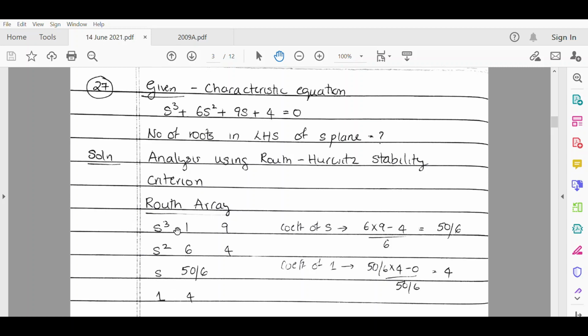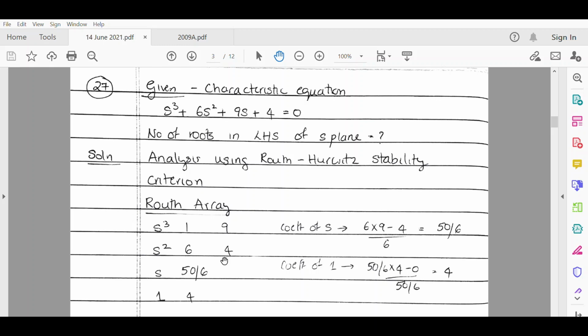Now the first row of the Routh array can be formed by looking at the coefficients of s in the characteristic equation, and we write those coefficients in an alternating manner. The coefficient of s cube is unity, and that has been written over here. Now we alternate and jump to s, and the coefficient of s is 9. That is what has been written over here. Now the coefficient of s square is 6. We alternate and move on to the coefficient of s raised to 0 and we obtain it as 4.